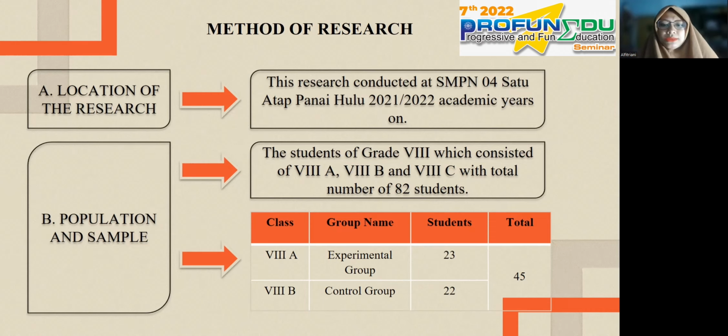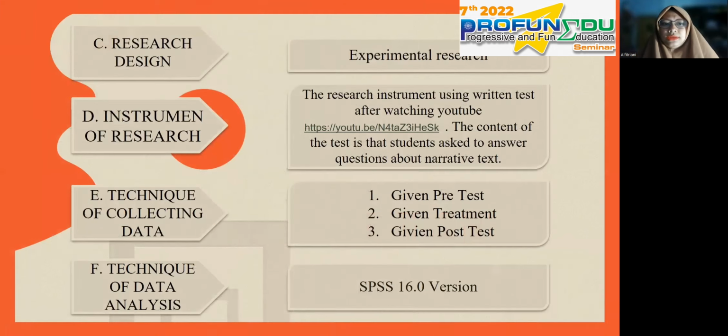So in the experimental group, we use the mobile technology assisted flipped classroom method, and in the control group we use reading. And for the research design, we use experimental research, and the instrument of research is a writing test after watching YouTube. This shows how they, in the experimental class, watch YouTube.